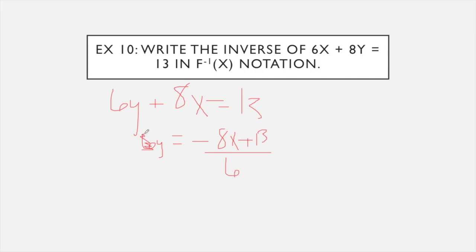This 6 will get divided away. But remember, we don't want y equals, so instead of writing the y, we will write f of -1 of x is equal to all of this on the right. So this is our expression here. Our inverse, f of -1 of x, is equal to -8x plus 13, all divided by 6. So hopefully that makes sense. We'll close this chapter, get ready for some study guide practice, and do well on our tests in the near future.